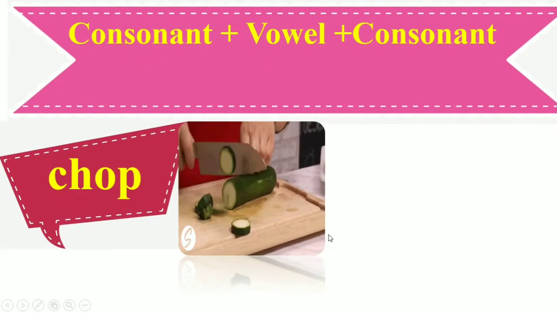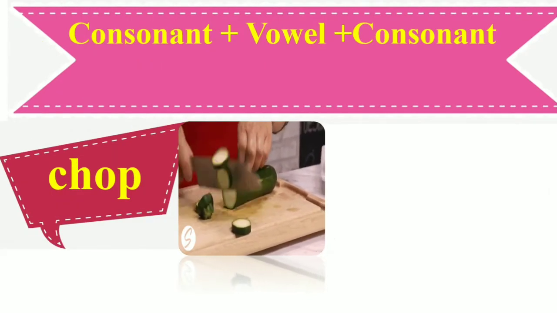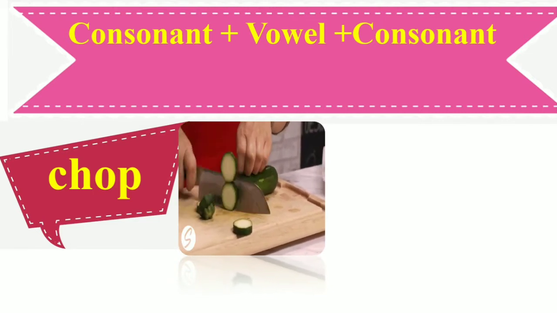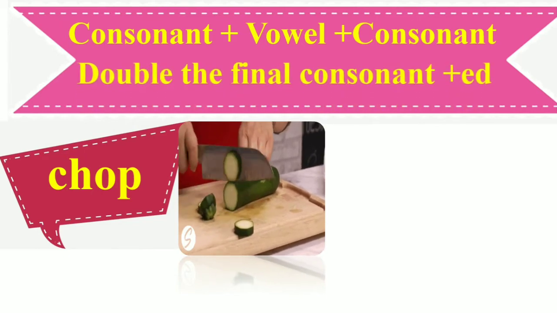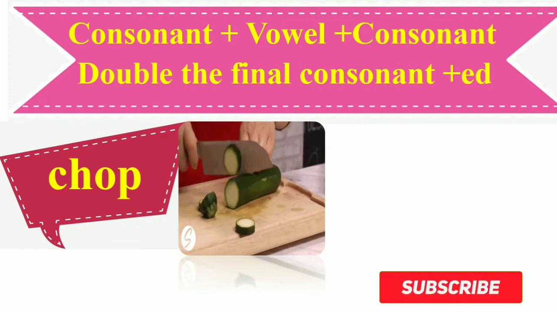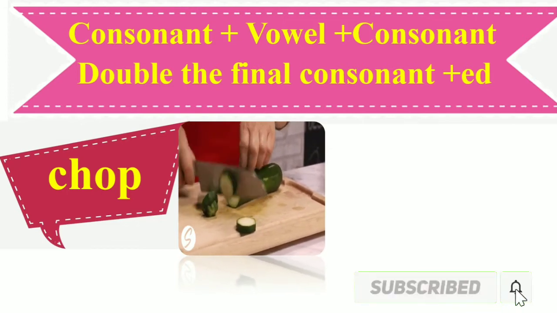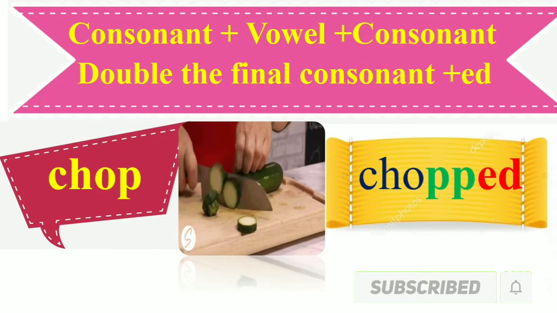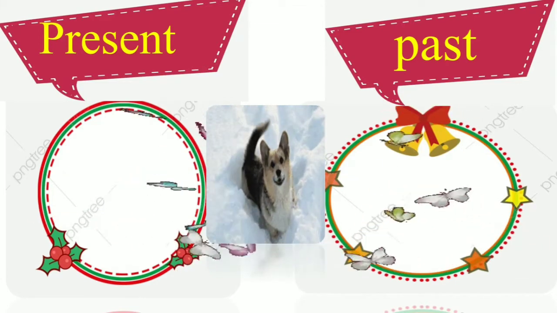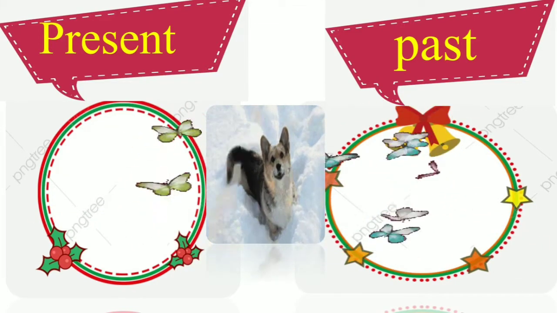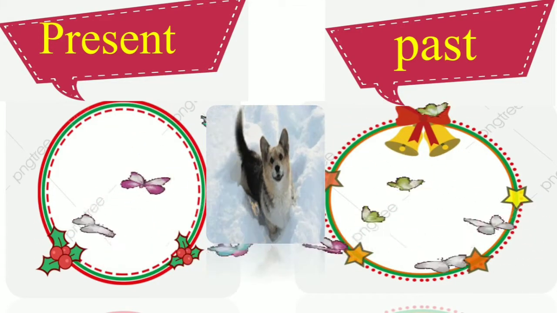Here are some more examples, so that you can understand it very clearly. Consonant plus vowel plus consonant. Okay, so what do we have to do? We have to double the final consonant and add ed to make it past. Chop is our verb. We have already learned about it, and we have done it like this, chopped. So here are more examples.